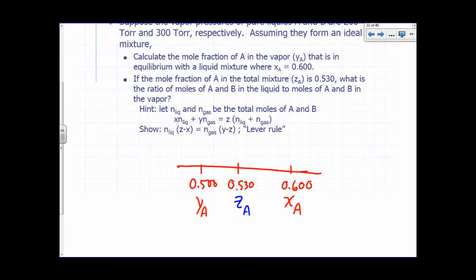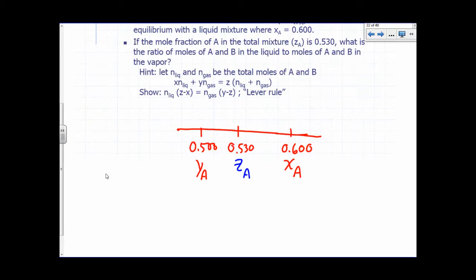Okay. So based on this, we say that moles of liquid times Z minus X, which is 0.53 minus 0.6, so that's going to be 0.07.